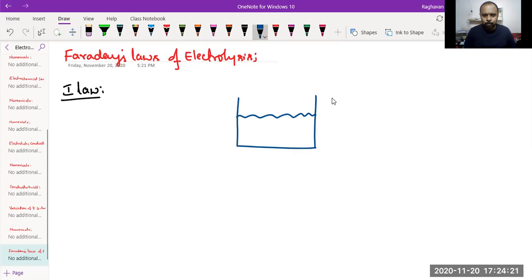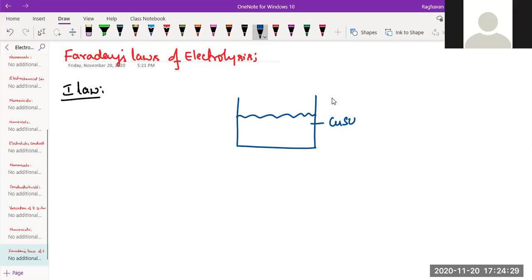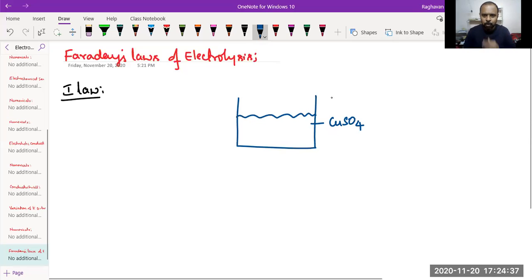What is this blue color solution? Electrolyte. Which electrolyte is this question? Copper sulfate solution. Okay, we are going to introduce what? Electrodes.